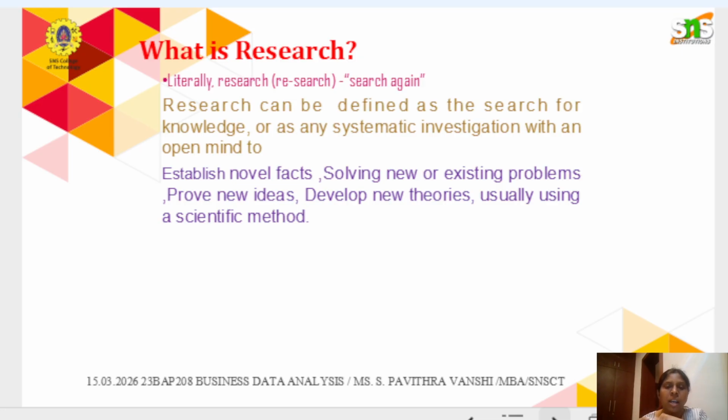We usually use tools like Microsoft Excel, SPSS (Statistical Package for the Social Sciences), Tableau, or Python. When we do some analysis, we generate a report with the help of coding, etc. So this is what research is: a systematic investigation that can establish novel facts, prove new ideas, and solve new or existing problems, usually with new theories. During our schooling we learned about physics, chemistry, laws, everything. Theories can be of different types, like Maslow's theory, or theories in economics. So this is the basic idea of what research is.